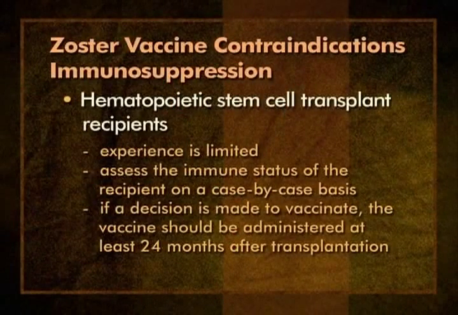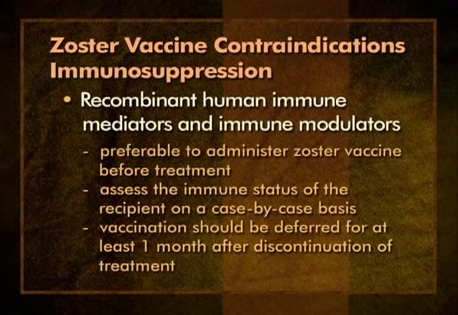The experience of hematopoietic stem cell transplant recipients with varicella-containing vaccines, including zoster vaccine, is limited. Physicians should assess the immune status of the recipient on a case-by-case basis to determine the relevant risks. If a decision is made to vaccinate with zoster vaccine, the vaccine should be administered at least 24 months after transplantation.